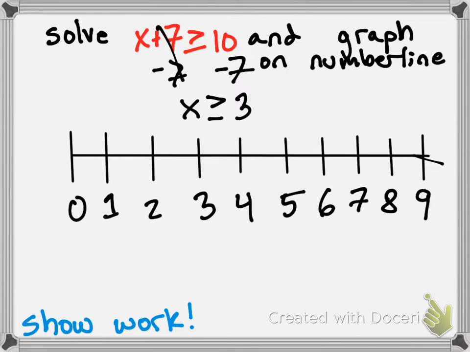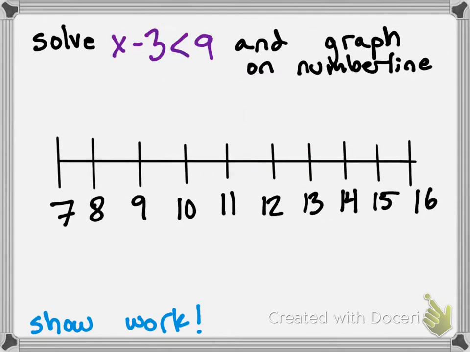Is our dot going to be closed or open? If you think it's closed, put your hand with your fingers tight together. If you think it's open, put your hands with your fingers open. It is closed. You guys are correct. So we close it at that 3 because that's where it's equal to. And now x is greater than. Do we go to the left or do we go to the right? Right, because it's bigger than. Excellent. That's as easy as this.